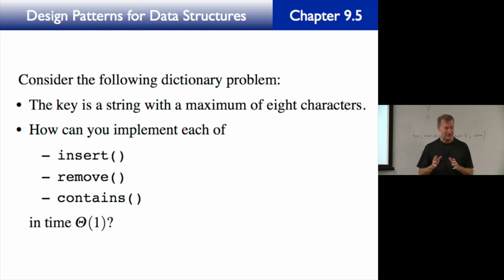So consider the following dictionary. The key is a string with a maximum of 8 characters. How can you implement each of insert, remove, contains in time big theta of what? 1. Now what does big theta of 1 mean? It means not big theta of n, not big theta of log n, but big theta of 1. No loops.